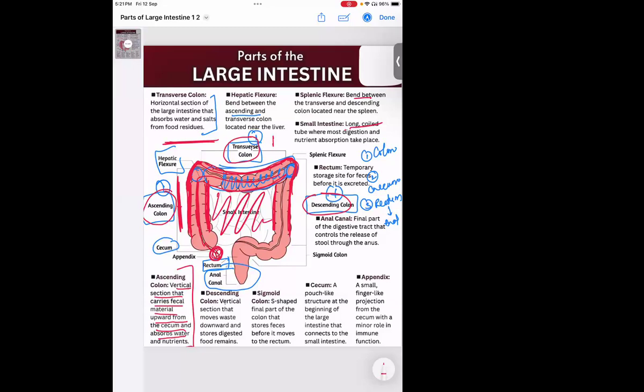That downward movement of the waste material is called the descending colon. So the descending colon is a vertical section that moves the waste downward and stores the undigested food. Where will they be storing the undigested food? In the rectum. Okay.